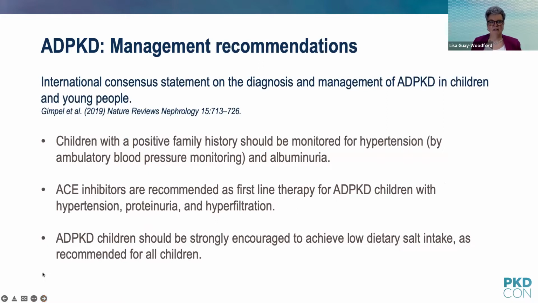Recognizing that limitation, there has been a recent report of an international consensus statement about the diagnosis and management of ADPKD in children and young people. And essentially the three key takeaways from this really lovely report is that children with a positive family history should be monitored for hypertension and for protein in the urine. That if they develop hypertension or proteinuria or hyperfiltration, that is, finding based on laboratory studies that the kidneys are working especially hard, that this is the class of drugs that can be most effective.